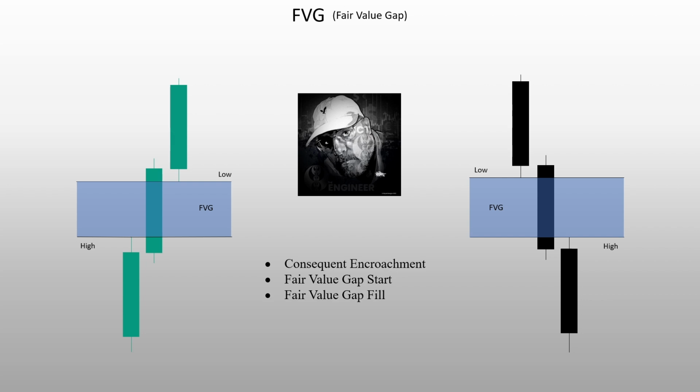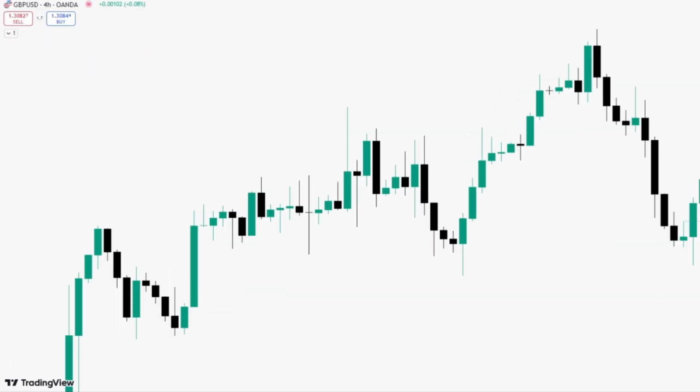Before learning these, let me show you how fair value gaps look on charts. This is the GBP USD chart on the 4-hour time frame. Here you can see the high of the wick of the first candle and the low of the wick of the third candle do not match. There is a gap between them. We will mark this as a fair value gap from here to here. This is a fair value gap.